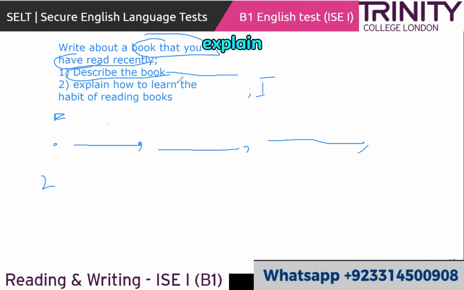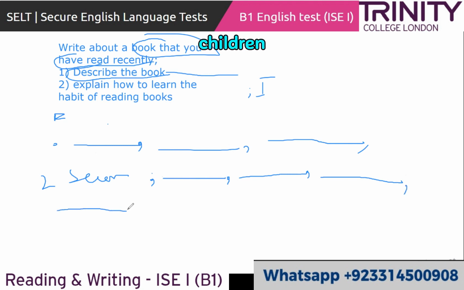Okay, then number 2, explain how to learn the habit of reading. Secondly, I want to explain how to learn the habit of reading. We can learn the habit of reading by reading short story books and also reading newspapers, also listening to audio books, and parents can also teach their children the habit of reading. Teachers can also help to build this habit of reading, and also reading magazines can help you build this habit. Anything like it, you can write how you can build this habit in you. Yeah, and this question, I don't think it's difficult.